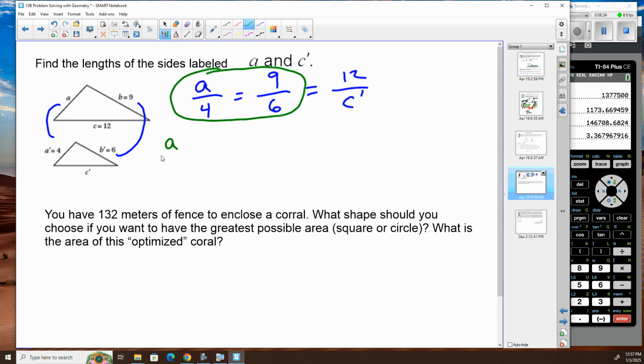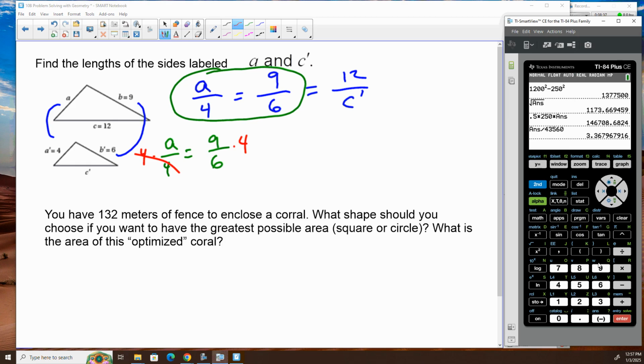So if I wanted to find A, I would do A over 4 equals 9 over 6. And then to solve for A, I can just times both sides of the equation by 4 to get that to cancel. So then I just go 9/6 times 4. And I now know that A is then 6.